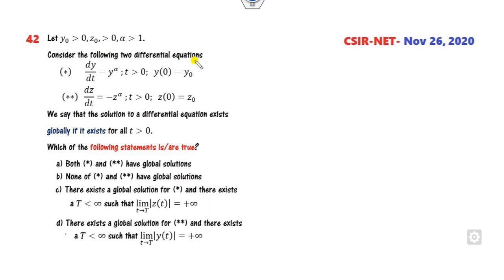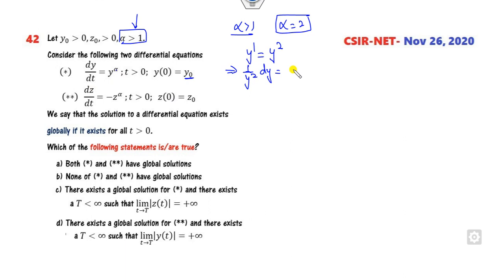Okay, look at this one. Again, this is of the same nature. Here y0 is there, but alpha is, in this case, greater than 1. So once alpha is greater than 1, it means infinitely many solutions will not happen. Now, they are talking about alpha greater than 1, so I can take any of the numbers, say 2. It's a very simple example. So what is my first equation? y dash is y square. So I can write it as 1 over y square dy is equal to dt. If I integrate them, minus 1 over y, so you can write this as t plus say a constant.